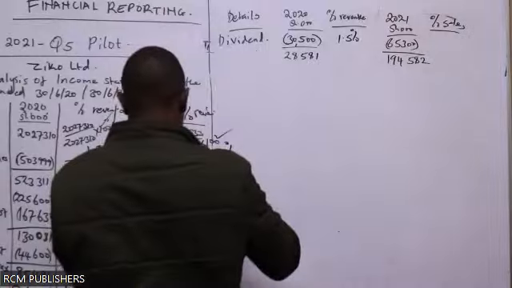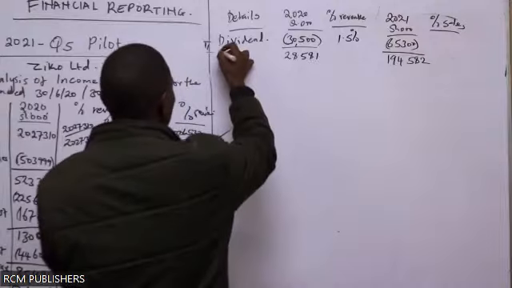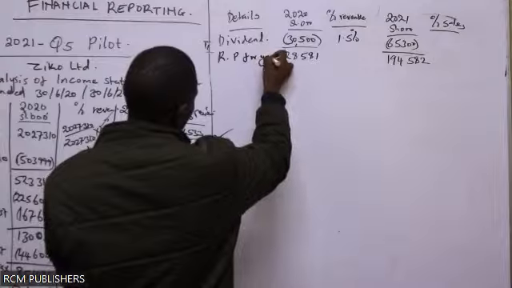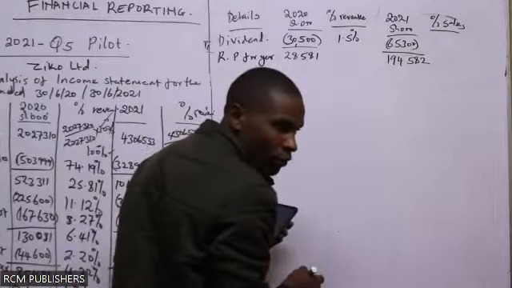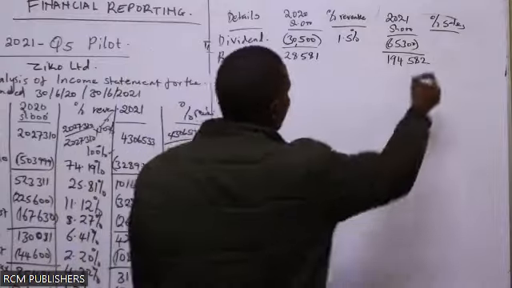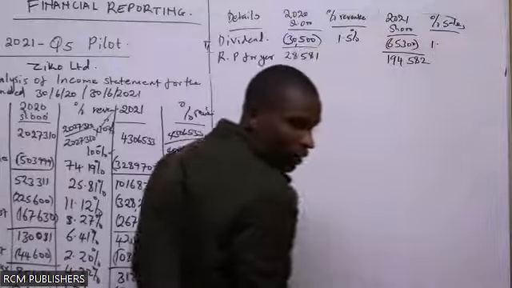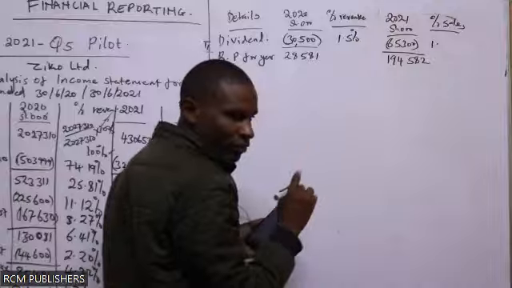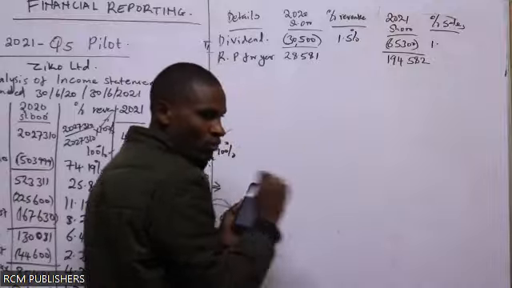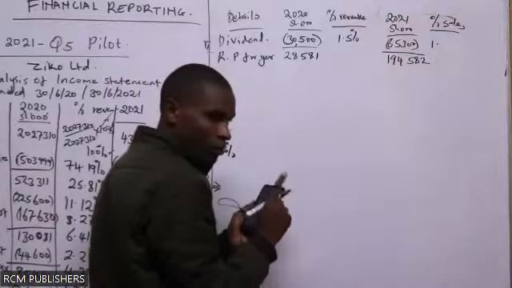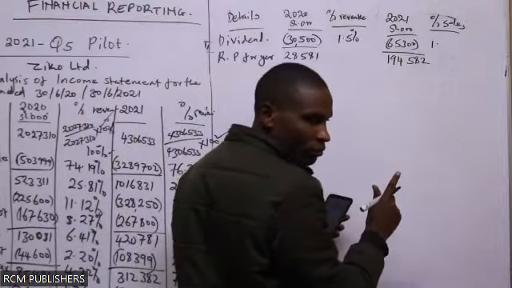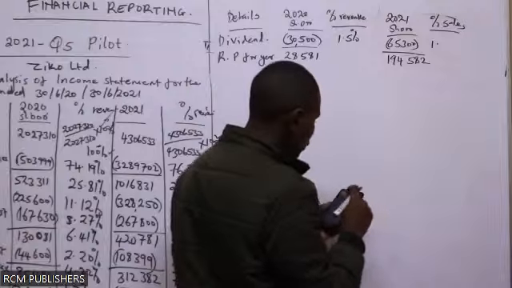This is now retained profit for the year. Retained profit for the year, 1.5. So what happened? 1.5. Are we together? For 2021, 1.5. So dividend paid was the same, took the same percentage. I hope that will be the right position.